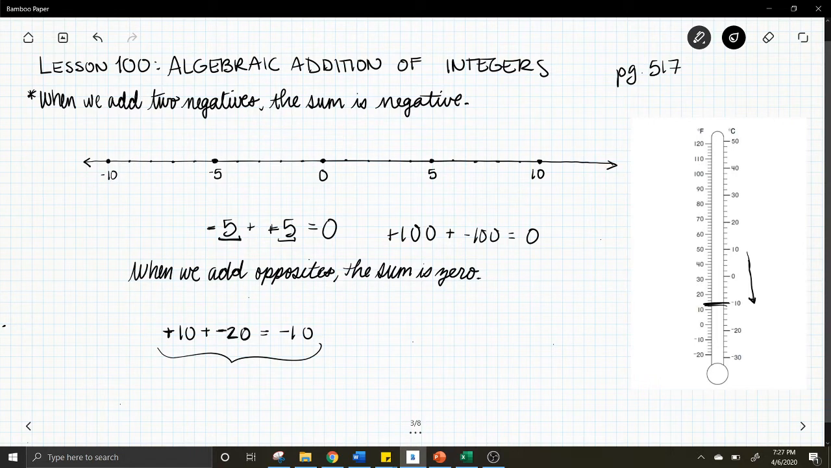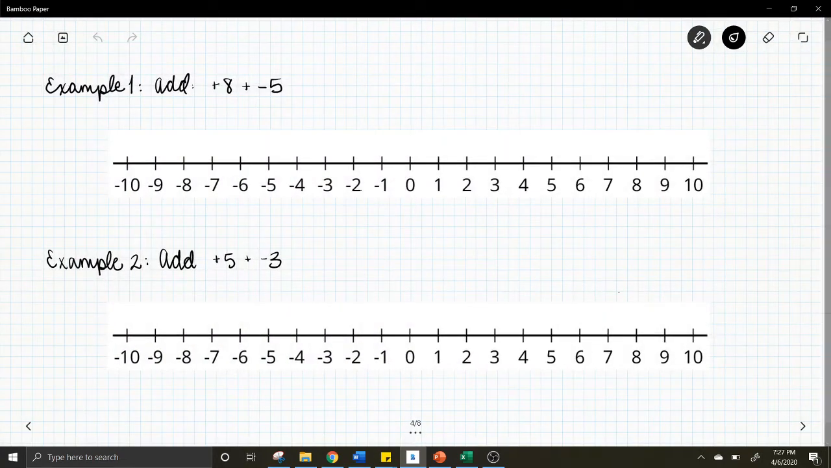All right, so just keep listening. We're going to start looking at a couple different examples. So you see here that we have these number lines on the screen for you. So let's look at our examples. Our first one is add positive 8 plus negative 5. So on your number line, you would start at positive 8, and you're adding a negative 5.